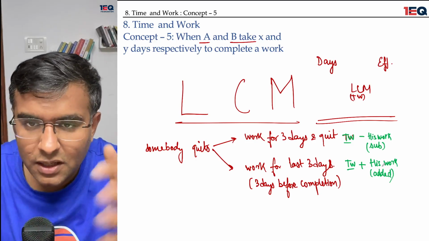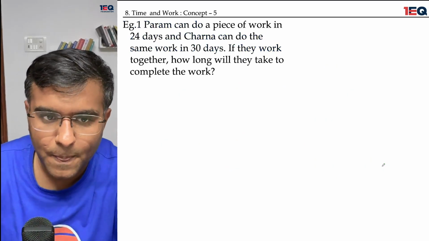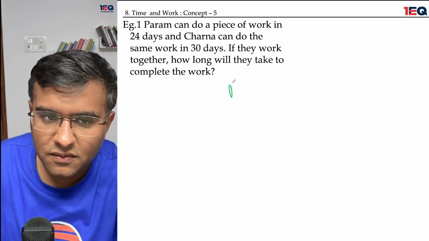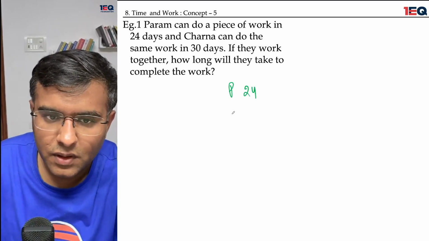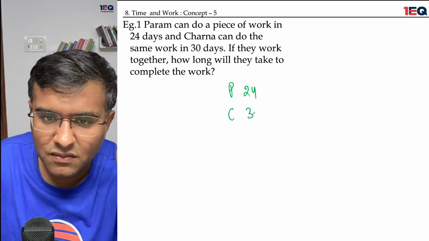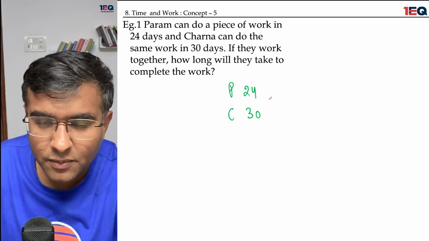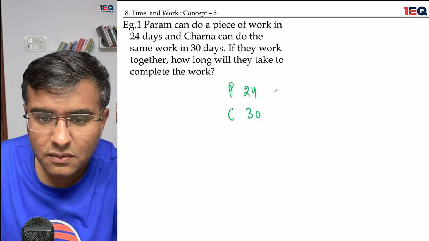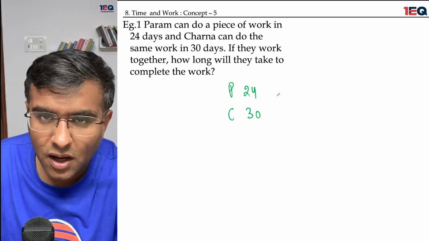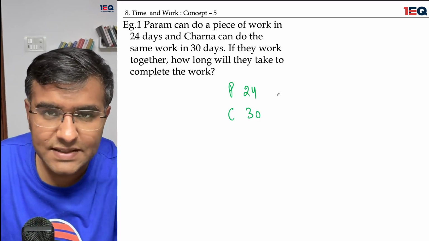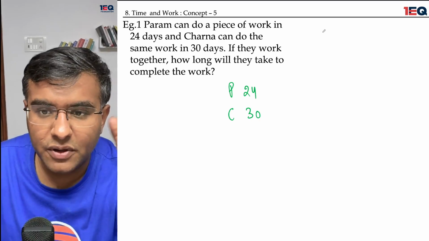Now I'll quickly take you through the questions. Param can do a piece of work in 24 days. Charan can do a piece of work in 30 days. If they work together, how much time are they going to take? In this question, we'll very beautifully apply LCM. What is the LCM of 24 and 30?